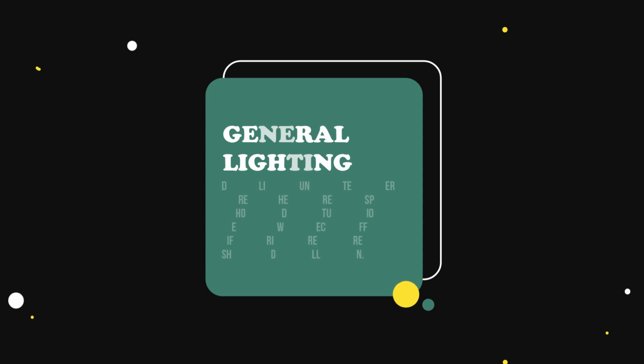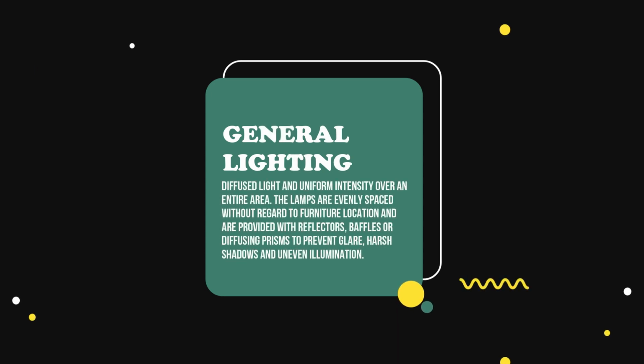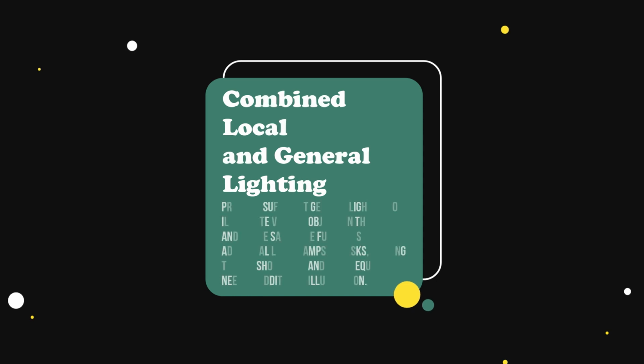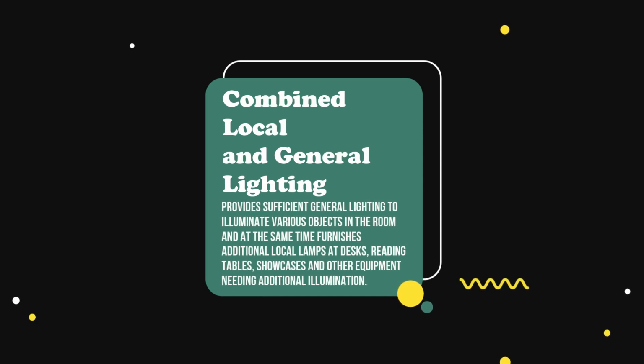Second, general lighting. This method strives for diffuse light and uniform intensity over an entire area. The lamps are evenly spaced without regard to furniture location and are provided with reflectors, baffles or diffusing prisms to prevent glare, harsh shadows, and uneven illumination. Third, combined local and general lighting, sometimes called localized lighting. This provides sufficient general lighting to illuminate various objects in the room and at the same time furnishes additional local lamps at desks, reading tables, showcases, and other equipment that needs additional illumination.